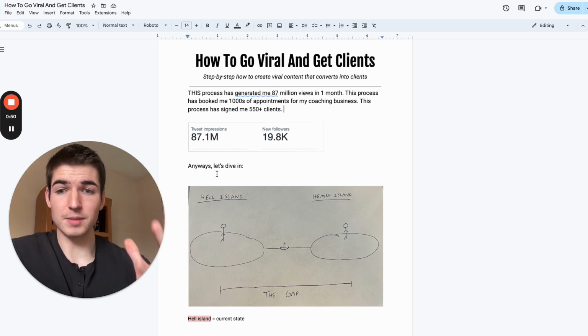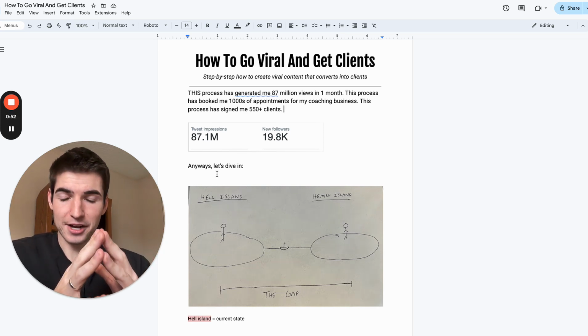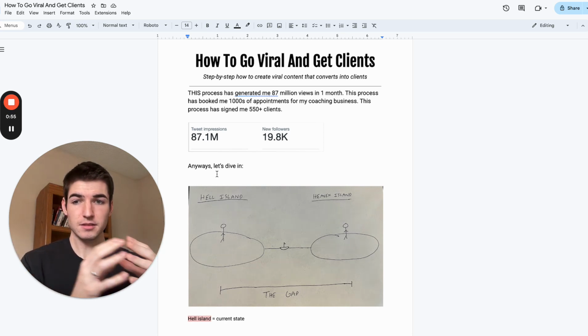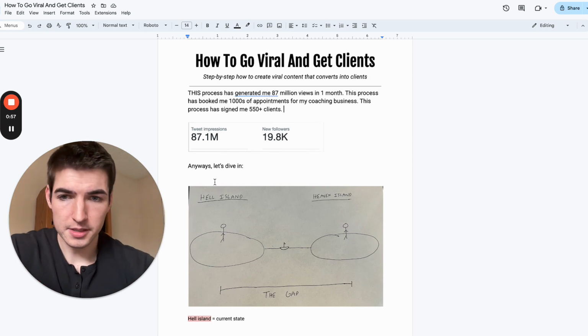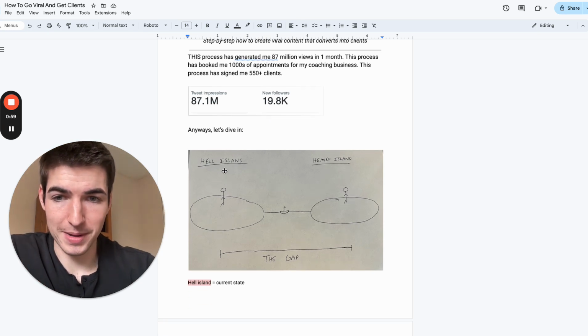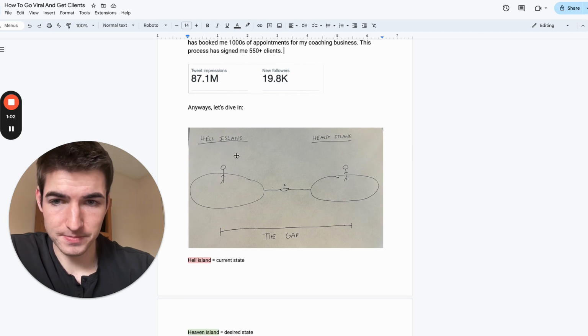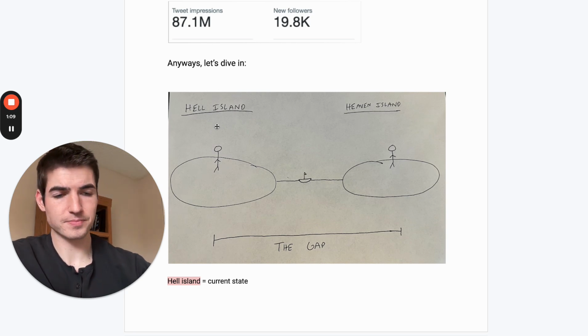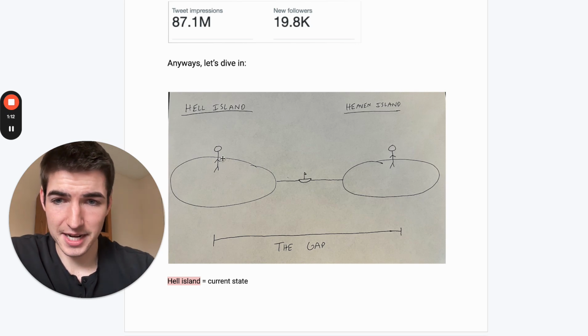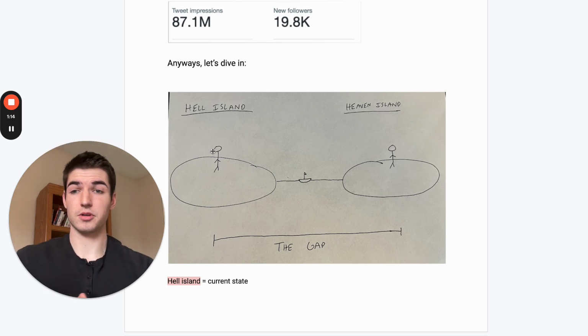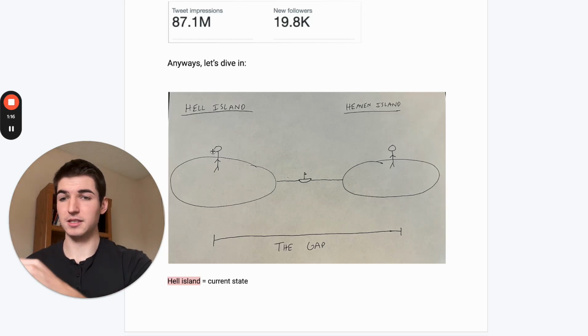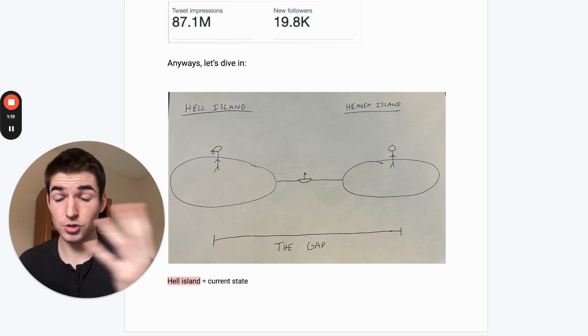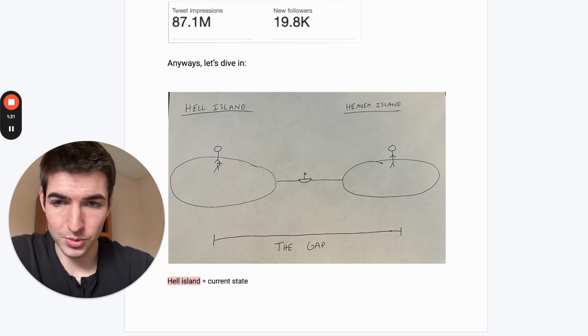So the first concept we have to understand is how do we actually convert a stranger into a paying client? That's the premise of this, right? We want more clients. This concept is inspired by Cole Gordon, by the way, but basically we have this. All right, so this is a beautiful drawing, I know. But basically there's Hell Island, there's Heaven Island, and then there's this boat in the middle. So your prospects, your target market, is currently sitting on Hell Island. So this is their current state. They're currently overweight, they're currently single, alone, they're broke, whatever is the transformation that you help people with.